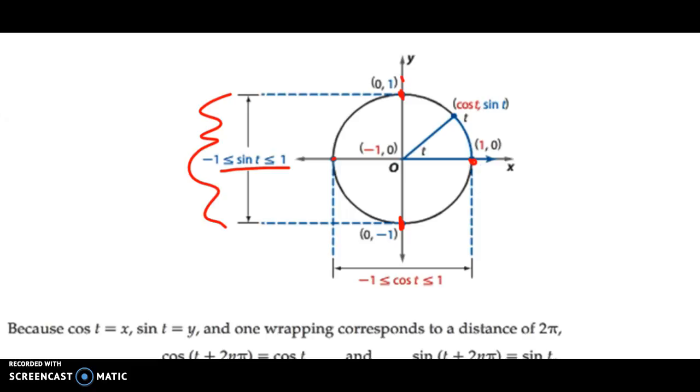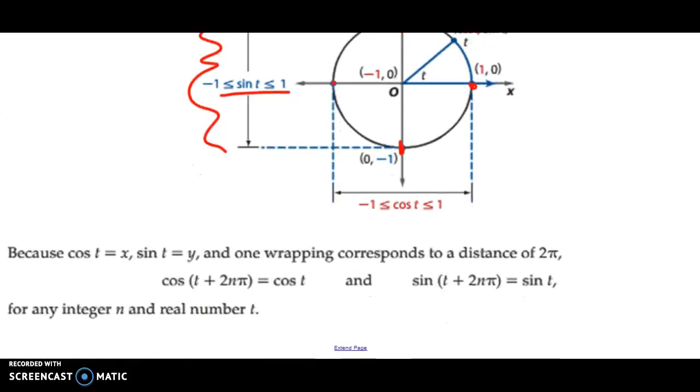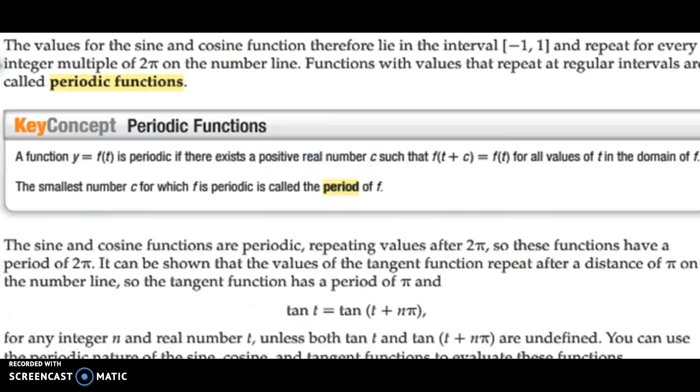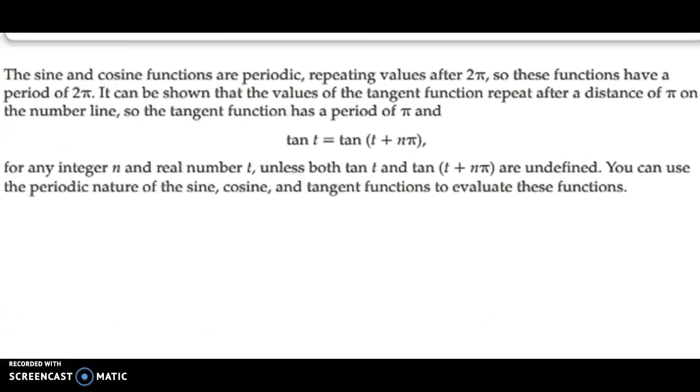But what happens if they get bigger? What happens if we continue to go around? Well, this keeps showing up. I can say that my cosine and sine values essentially repeat themselves every 2 pi radians, or every 360 degrees. This has got a special name. It's called a period. Periodic functions essentially work the same as the first time you go around the circle. Every time you go around 2 pi, or 360 degrees, it repeats itself.